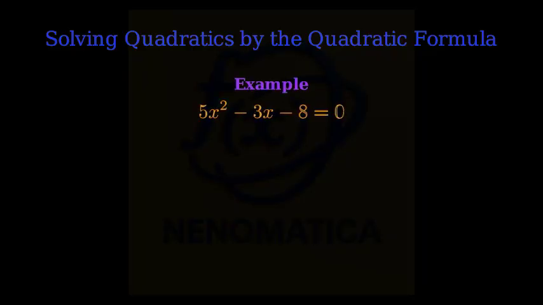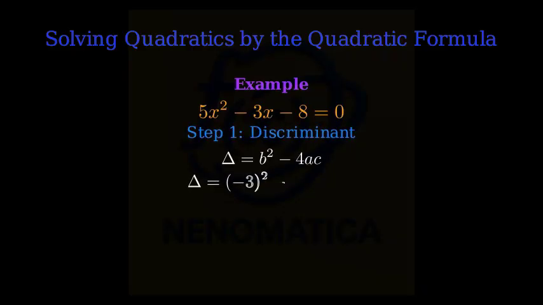Example, we solve 5x squared minus 3x minus 8 equals 0. First, compute the discriminant. Delta equals b squared minus 4ac. Substituting a equals 5, b equals negative 3, c equals negative 8, we get delta equals parenthesis negative 3 squared minus 4 times 5 times negative 8.